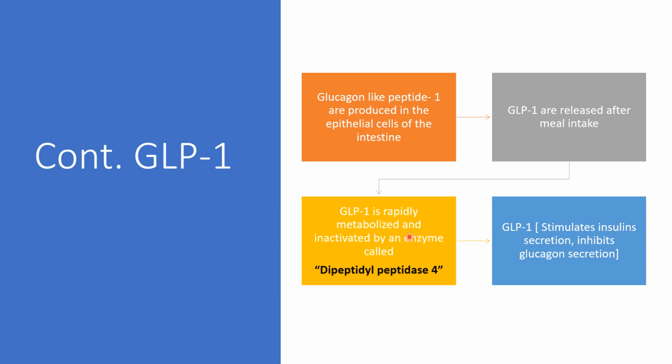That is why later on we will see that they will say that dipeptidyl peptidase 4 inhibitors and glucagon-like peptide 1 are close in actions. So GLP-1 will stimulate insulin secretion and inhibit glucagon secretion. That is the summary.